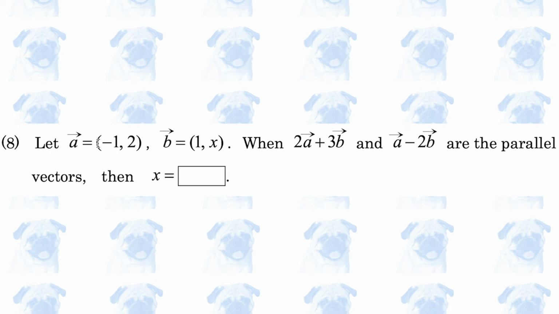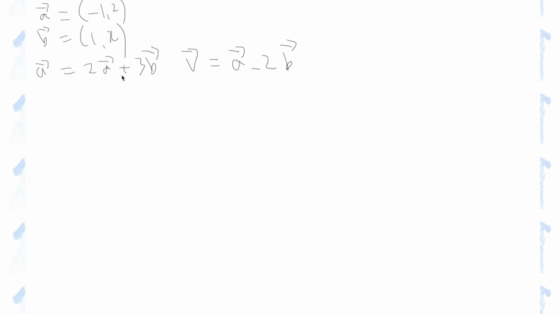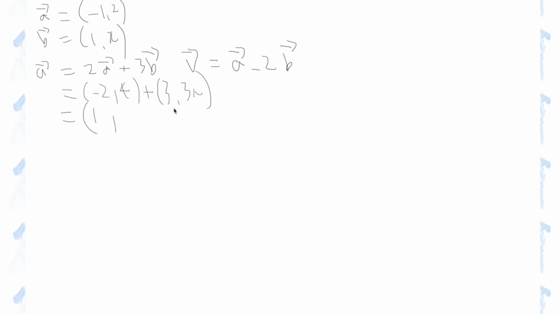Number 8. I gave these two expressions random names, vector u and vector v. We need 2 vector a and 3 vector b, so let's do some scalar multiplications. 2 times minus 1, 2 times 2, 3 times 1, 3 times x. And let's add the x components. Minus 2 plus 3, 1. 4 plus 3x, 3x plus 4. So these are the components of vector u.